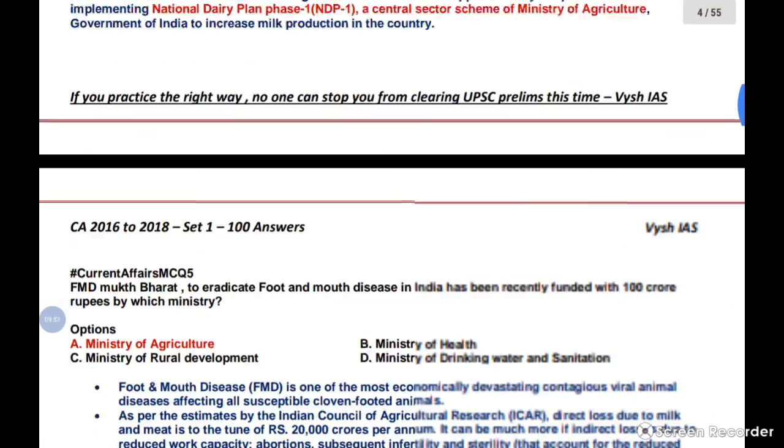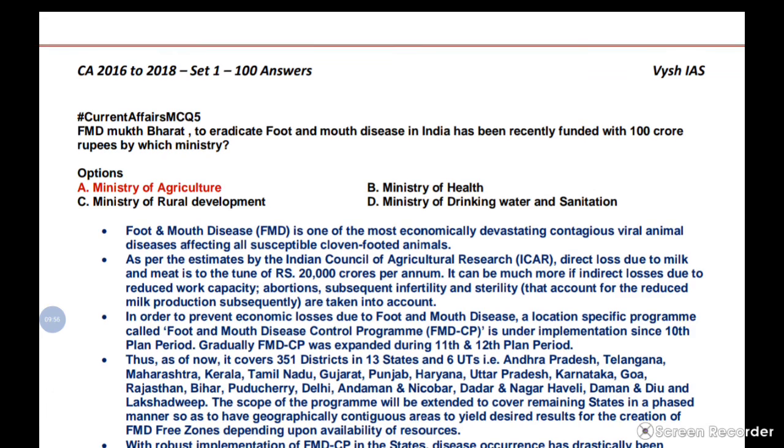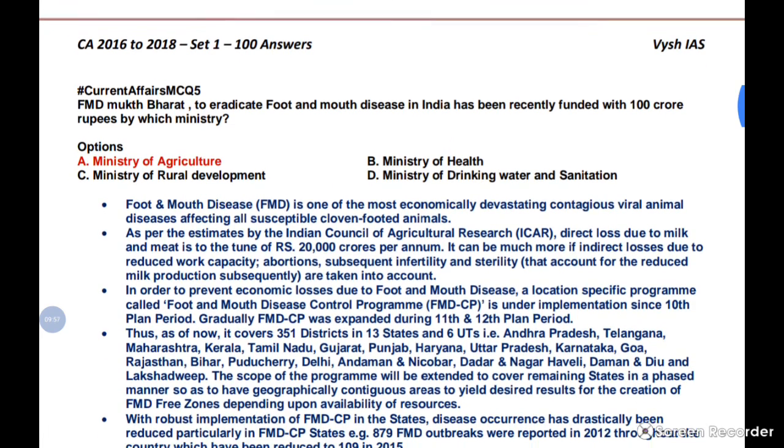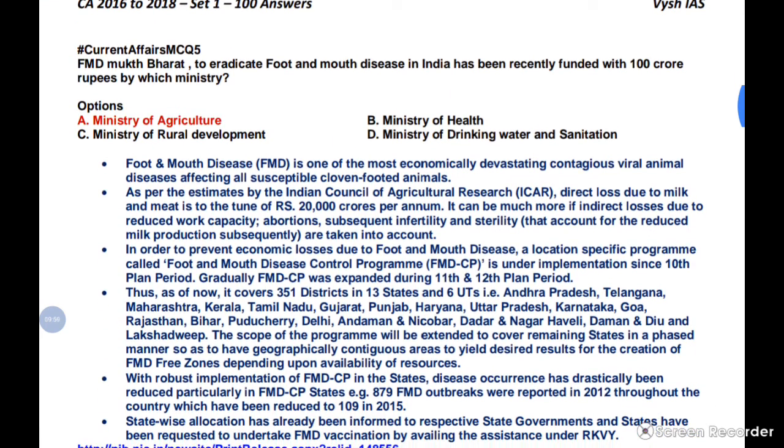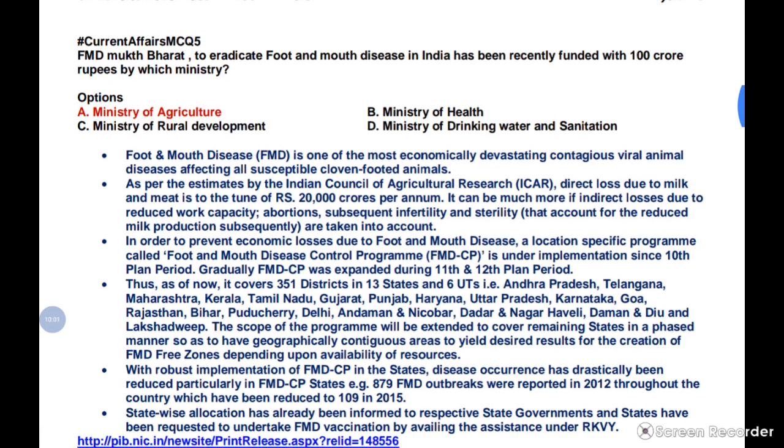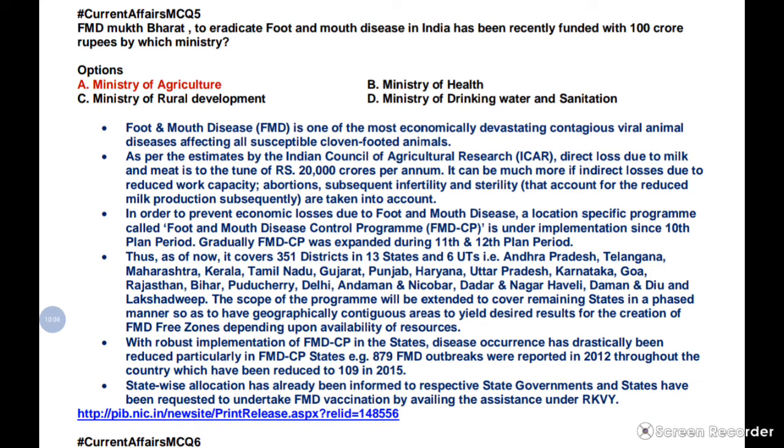Now the last question for today, the fifth one. FMD Mukt Bharat, to eradicate foot and mouth disease in India, has recently been funded with 100 crore by the Ministry of Agriculture. So what is the disease? It's a viral disease. The first line, if you see the last word, says it's a viral animal disease affecting all susceptible cloven-footed animals. ICAR is the body related to this. And these are different places, like where it is there, how many states. 13 states are there. So these are very basic things about that disease.